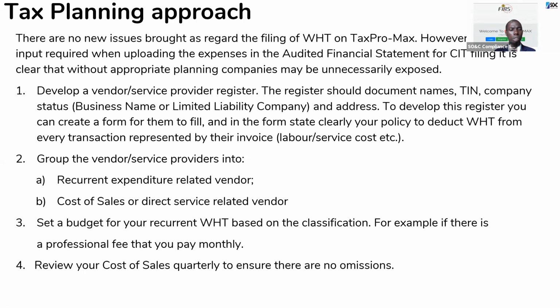So then number 4 is you review your cost of sales quarterly to ensure that if you have missed out on any withholding that is related to any transaction, which is related to your cost or your direct services, those ones you can capture them. Capture them and ensure that there are no omissions. So this is just the planning that we require, because withholding tax is not just as elaborate as we have for VAT. So these are just the simple things that we need to do to ensure that we are complying on a monthly basis. Thank you very much.